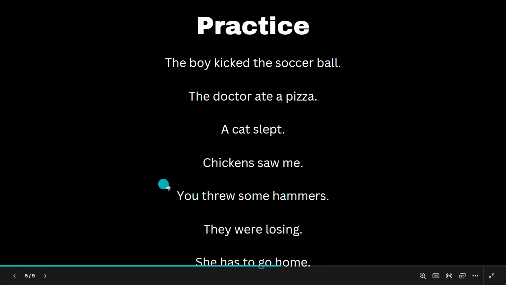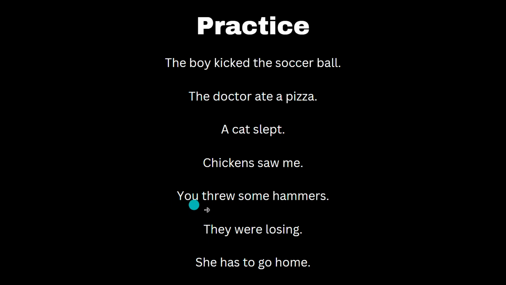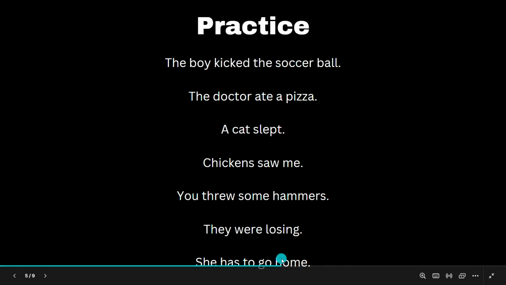You threw some hammers. So what do we think the word you is? Hopefully you got that one right. It is also a pronoun because instead of telling the person, say the person's name is Ben, you wouldn't say Ben threw some hammers if you're directly talking to Ben. That would also be kind of weird. Imagine someone's talking to you and they say your name threw some hammers. It's like, but they're talking to you. You would say you threw some hammers. So you is a pronoun because it's standing in for a noun.